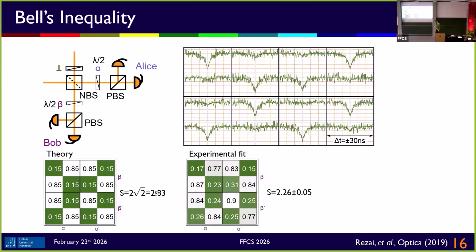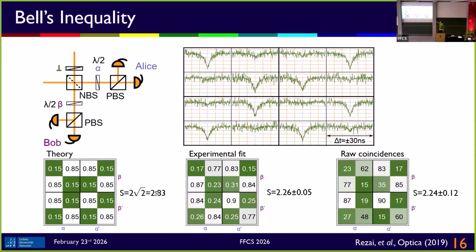If we fit these values, just the anti-bunching values, we ask what do we have when these two photons are coming at the very same moment, such that we form this Bell state? We get an S, a Bell state value, of about 2.2. And if we just look at the coincidence counts, here we have 23 events which are coincidentally coming on our detector. And then we also realize, okay, Bell's inequality is violated.